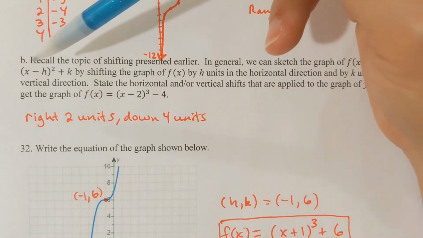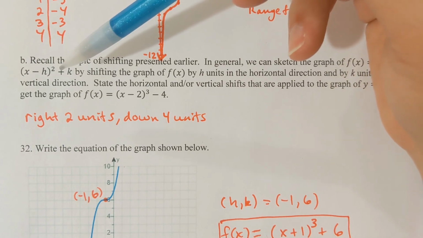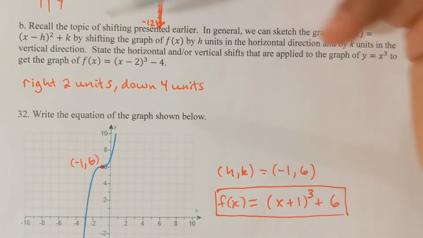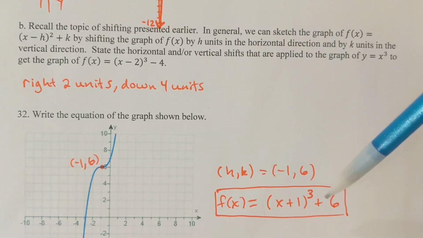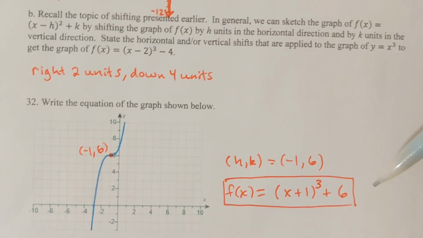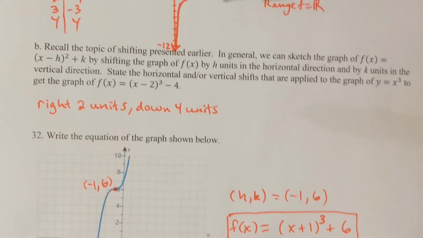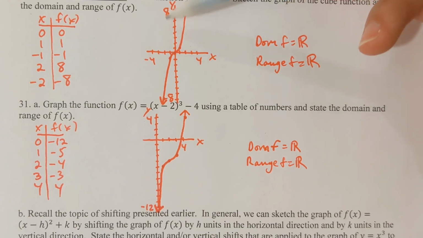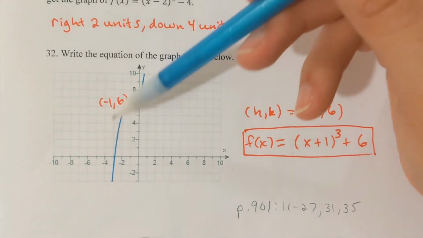Now in the formula, I've got x minus negative 1, so that'd be x plus 1, and of course I'm cubing, not squaring, and then k is 6, so it'd be a plus 6 at the end. It's like we started with this graph here, and we just simply went to the left 1 and up 6 with all the points, and that'll put us in this spot.